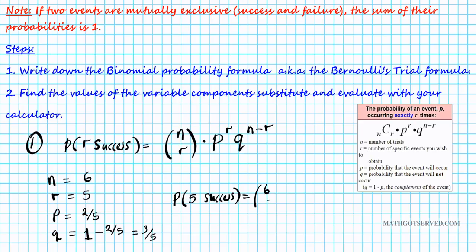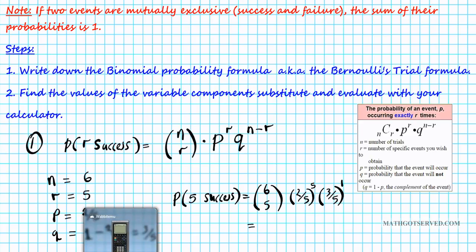6 choose 5 times the probability that she'll be a catcher, which is 2 over 5, raised to the number of times she'll be successful, which is 5, times the probability that she'll not be a catcher, which is 3 over 5, raised to the number of times that she'll not be successful, which is 6 minus 5, which is 1. Okay, 6 minus 5 is n minus r. So the nice thing about this is that we can simply plug this entire expression into our calculators and compute the result.